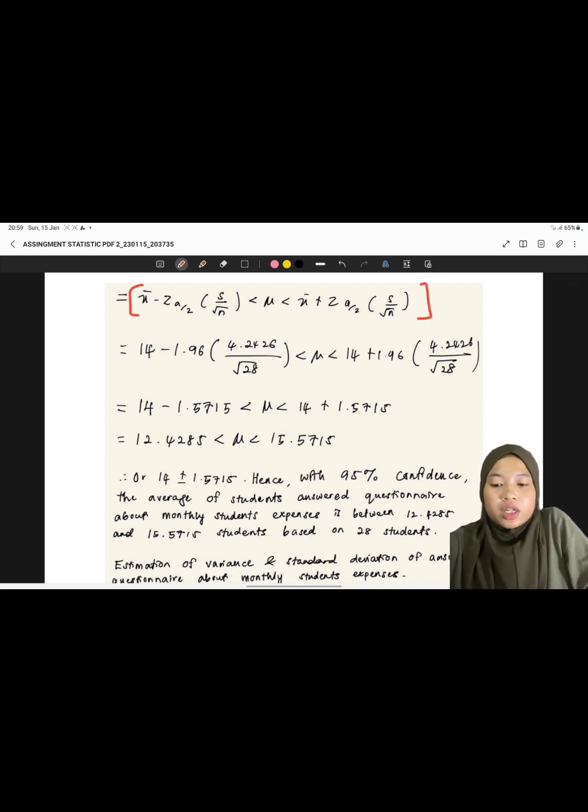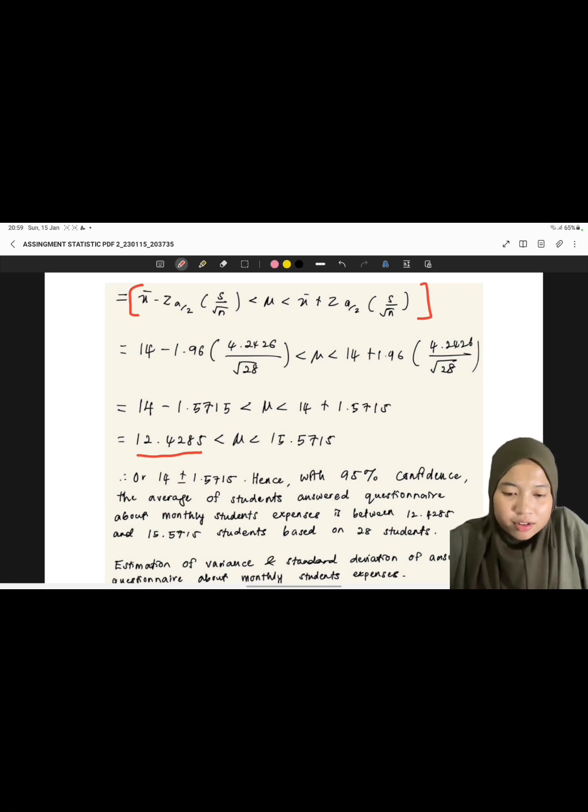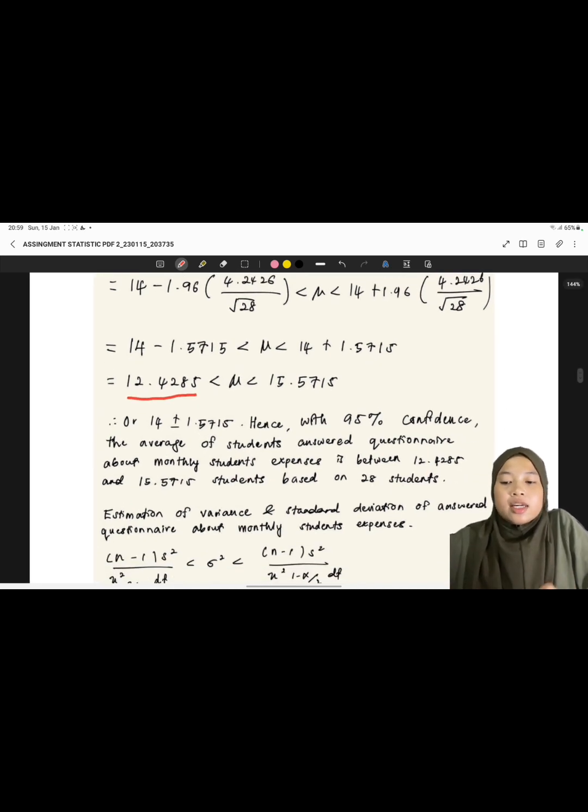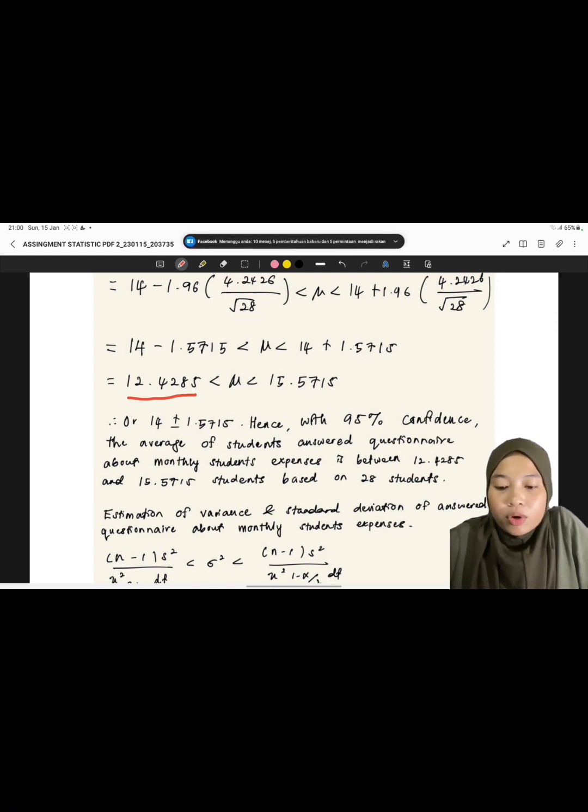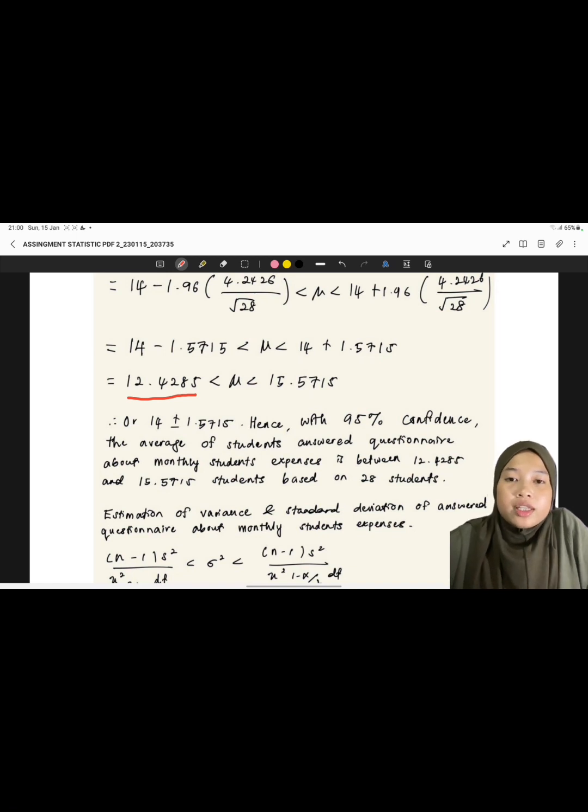Next, we substitute the values we have into this formula. So we got 20.4285 less than mean less than 50.5715. So we can conclude it as 40 plus or minus 10.5715. Hence, with 95% confidence level, the average of students answering about monthly student expenses is between 20.4285 and 50.5715 based on 28 students.